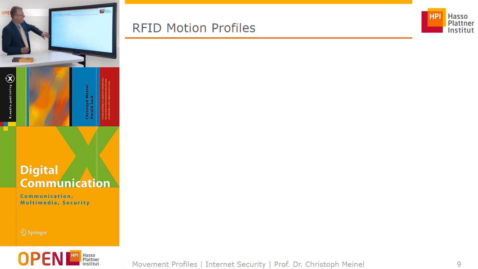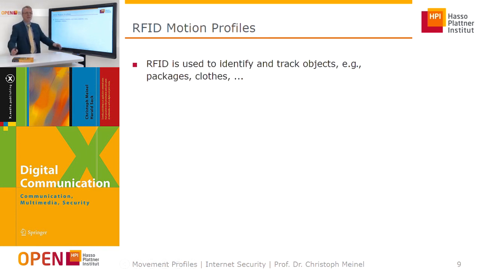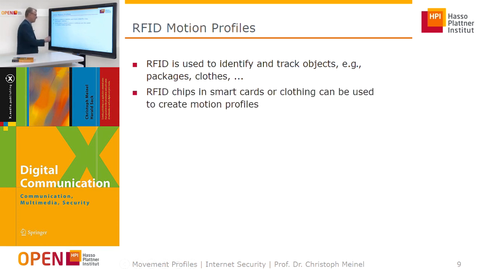Also, such RFID chips can be used to receive motion profiles. They can be used to identify and track objects. By the way, this is what they were discovered and developed for. For example, they can identify and track packages, clothes, and others. RFID chips in smart cards or in clothing can be used to create motion profiles.